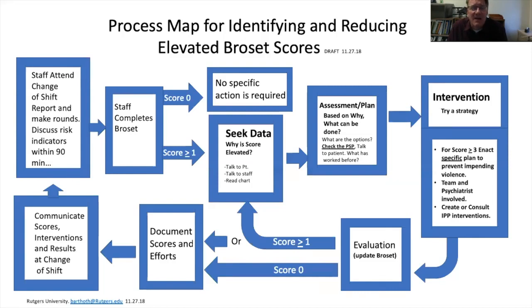A colleague of mine equated the Bröset violence checklist with a vital sign, something like a fever. So if you have a loved one at home and they have a fever, the first question is, why do they have a fever, right? Do they have the flu? Do they have an infection? And this is important information to collect.